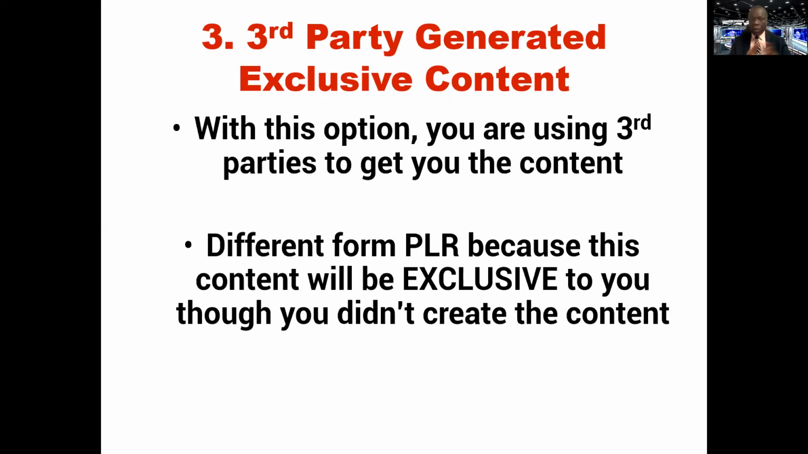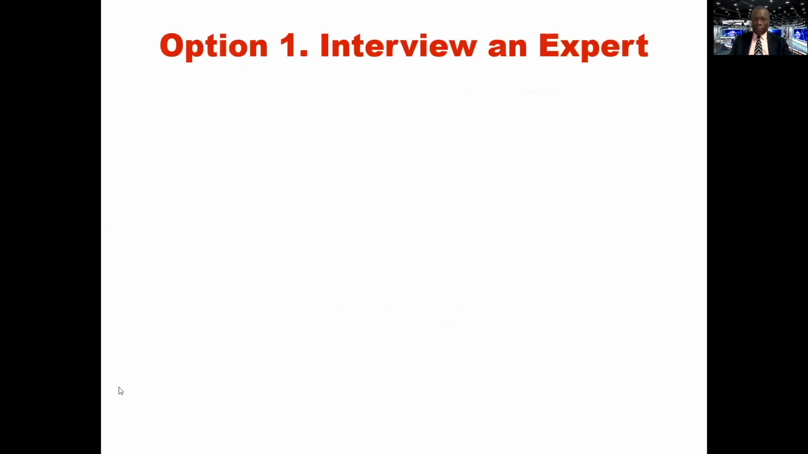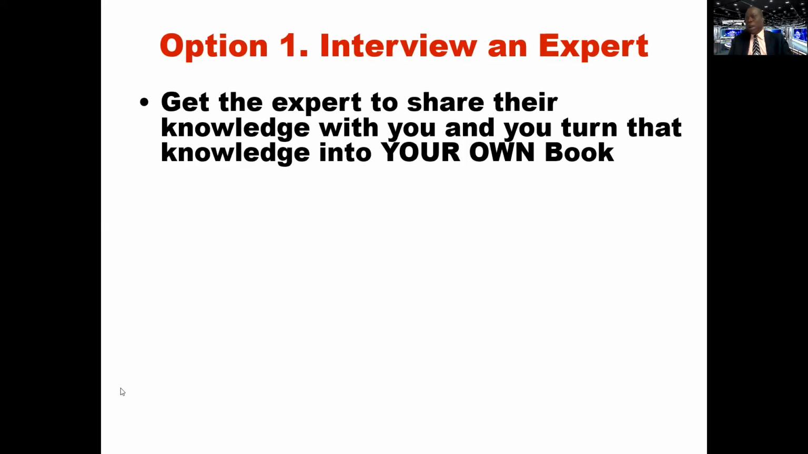You want more than that? Go Google. Okay. Third way you can write your own product is third-party generated exclusive content. With this option, you are using third parties to get you the content. This is different from PLR because this content will be exclusive to you, though you didn't create the content. You see how beautiful that is. It's original, but you didn't create it either. Okay? One option is interview an expert.